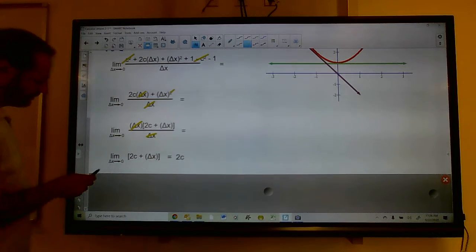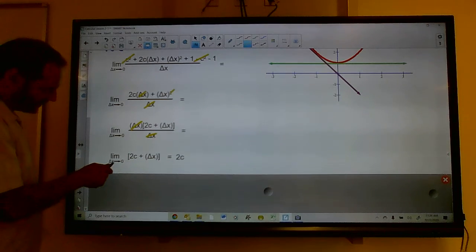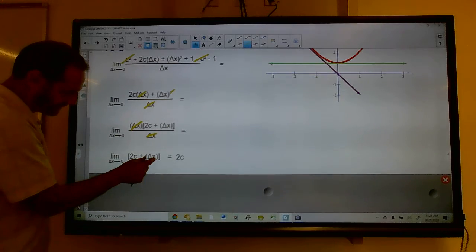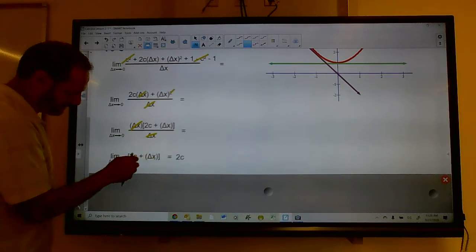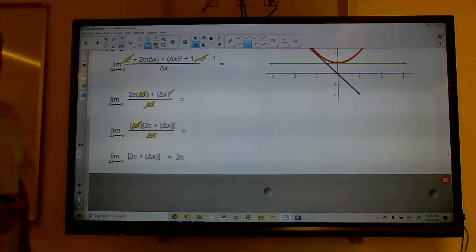Okay, now, what happens as delta x goes to 0? Well, as this goes to 0, that disappears. I'm just left with 2c. So the slope of this thing is going to be 2c.